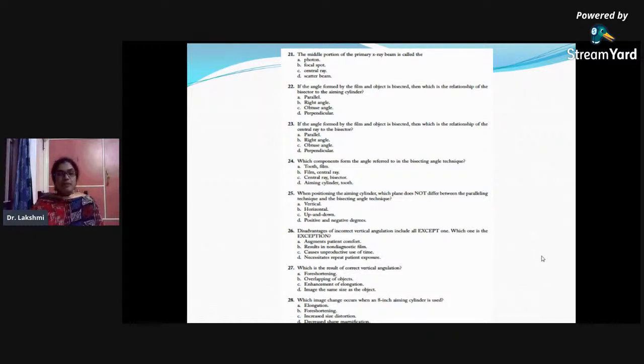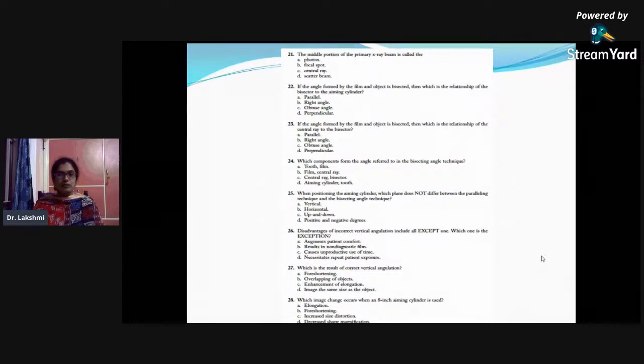If the angle formed by the film and object is bisected, then which is the relationship of the central ray to the bisector? Over here, the 23rd answer is D, that is perpendicular. Okay. 24th question. Which components form the angle referred to as the bisecting angle technique? What are the things? The tooth and the film, basically. So option is A. There is an angle formed between the tooth and the film. Imaginary bisector is drawn and the X-ray is aimed at the center of that. Okay. So 24th option is A.